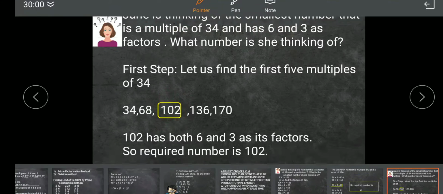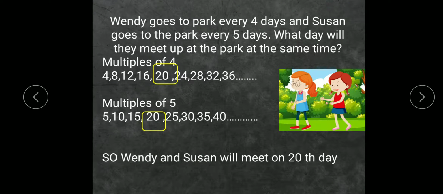Okay. Now let us see another example. Wendy goes to the park every 4 days while Susan goes to the park every 5 days. What day will they meet up at the park at the same time? Now here we are supposed to find out the multiples of 4 and the multiples of 5. So we can say that Wendy and Susan will meet on the 20th day.